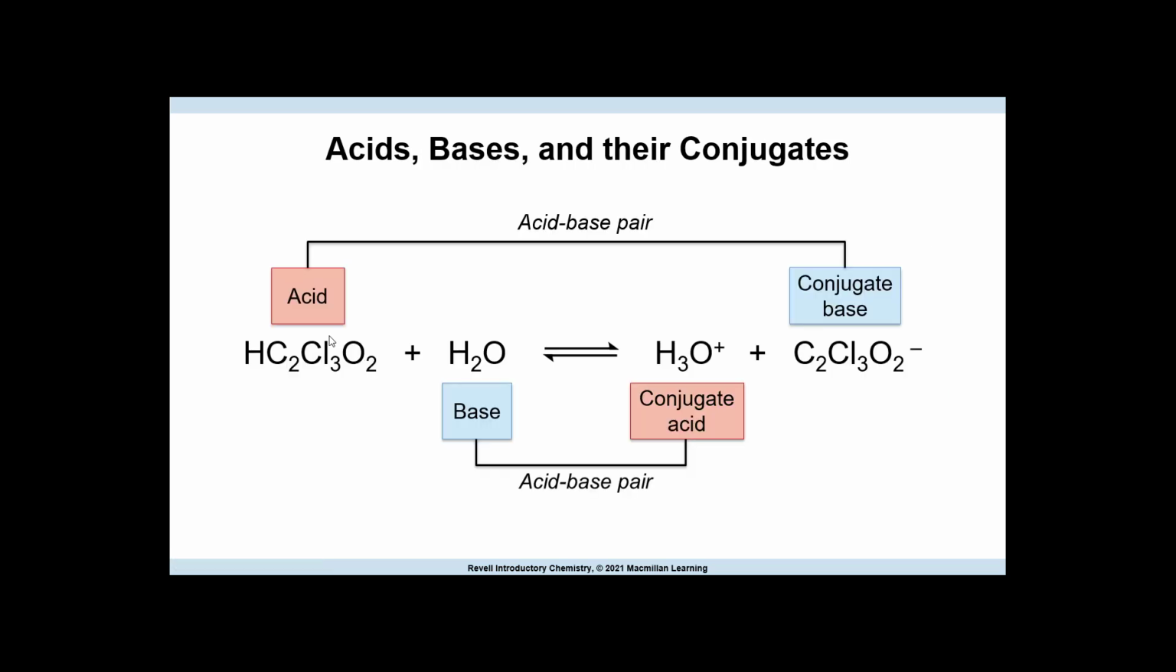So let's look at another example. Trichloroacetic acid is a weak acid. In water, this acid ionizes as shown here. In the forward direction, the trichloroacetic acid donates the proton. It is the acid. In the reverse direction, the acetate ion is the conjugate base. Similarly, the water is the base in the forward direction, but the hydronium ion is the acid in the reverse direction.